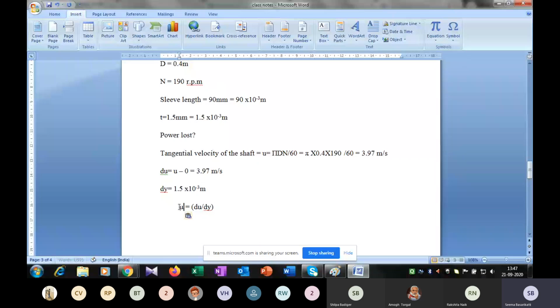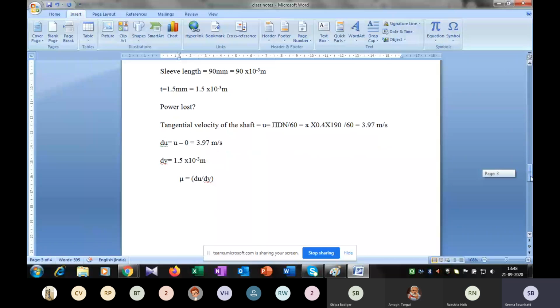So this will be tau divided by... is it tau? Are we calculating tau or mu here? Tau, ma'am. Okay. Now equate the values of mu, du and dy and tell me the value of tau.